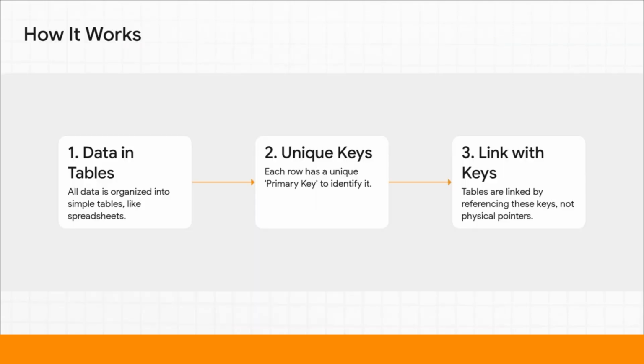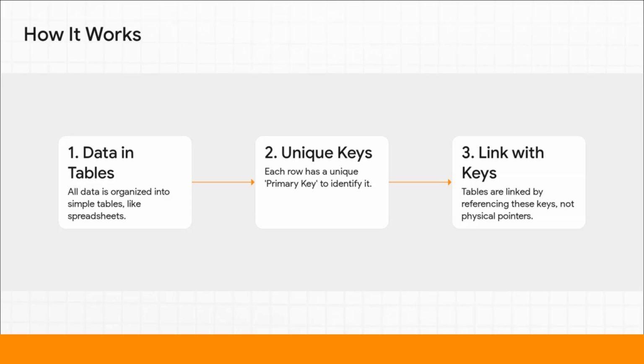So how does it actually work? It's beautiful. Step 1, all your data just lives in these simple tables, kind of like spreadsheets. Step 2, every single row in a table gets its own unique ID, what we call a primary key. And step 3, this is the magic part, you connect tables just by referring to those keys.